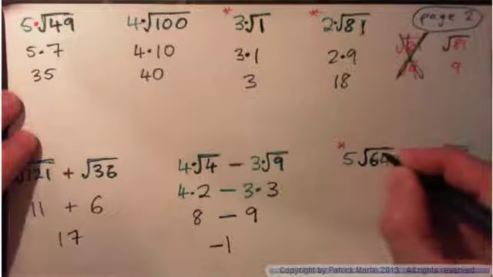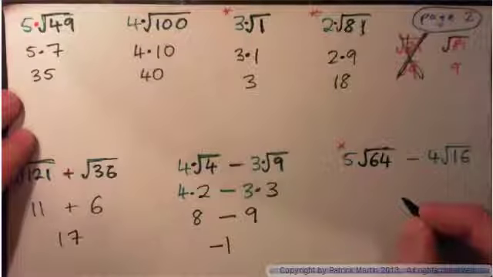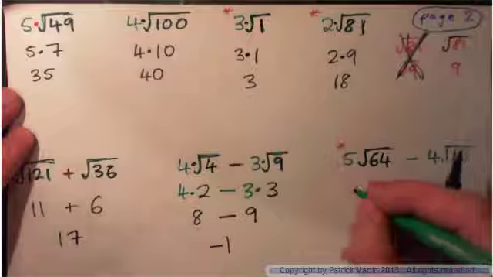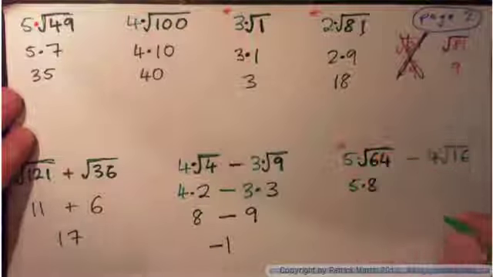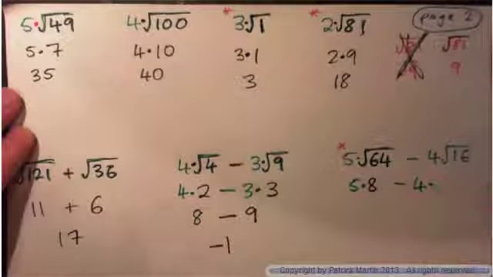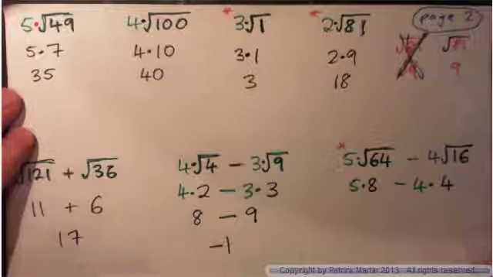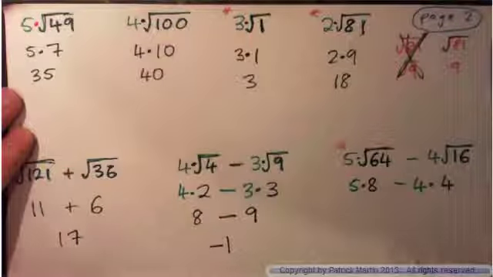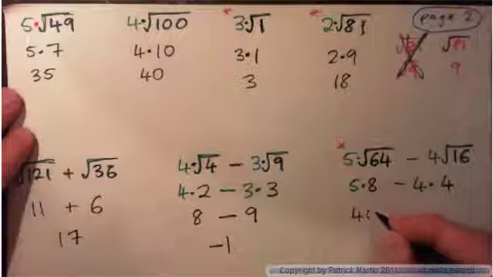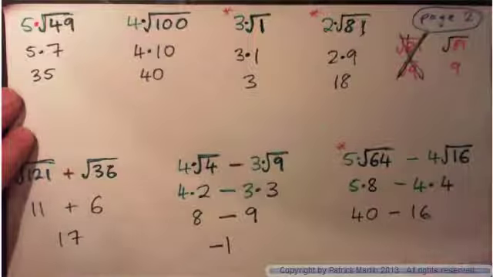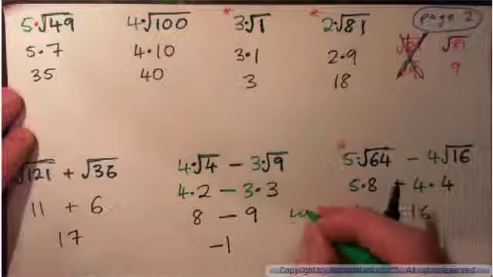Root 64 is, what times itself gives 64? 8. So we have 5 times 8 minus 4 times, and root 16 is just the number 4. Not root 4, just the number 4. So 5 times 8 is 40. 4 times 4 is 16. And 40 minus 16, I guess you could do this if you like.